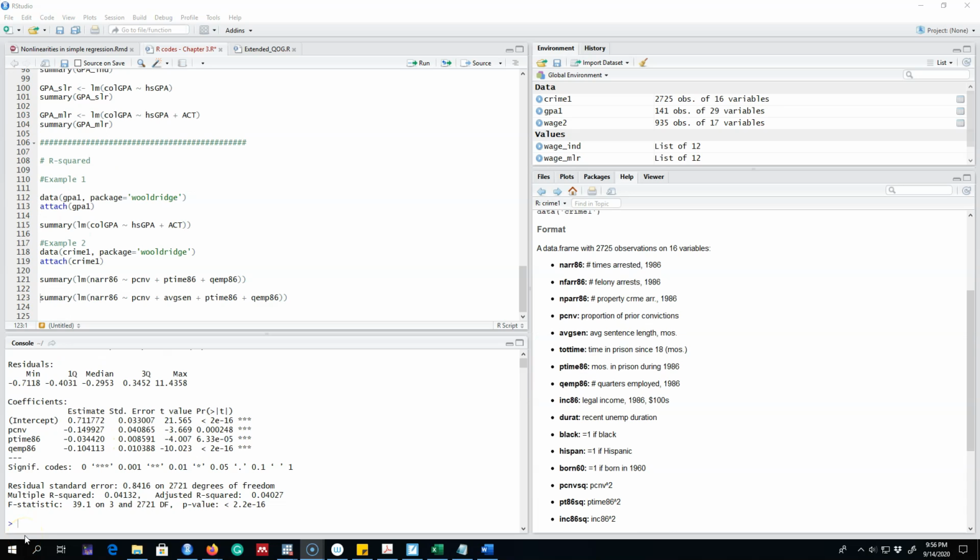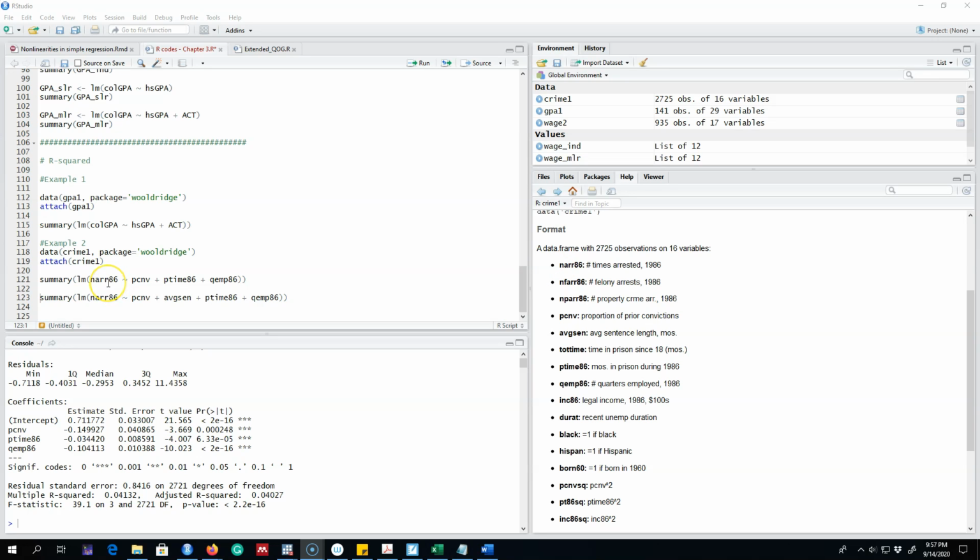Here is another example of the number of arrests in 1986 of 2,725 individuals. We are interested in explaining the number of arrests in 1986 based on some variables. So our dependent variable is the number of arrests in 86. It varies from 0 to 12. 0 means the person was not arrested at all, and 12 means that person was arrested 12 times.